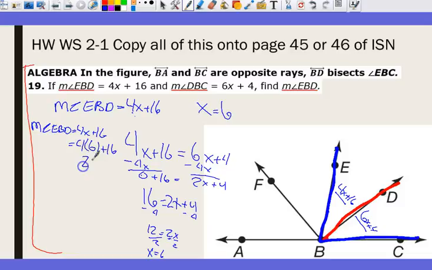4 times 6 is 24. Plus 16, 40 is equal to the measurement of EBD. There we go. We're done. Just kidding. That's not right. Why is that not right? What do you say? I forgot my degrees. Don't forget your degrees. If it's a measurement, it has degrees.